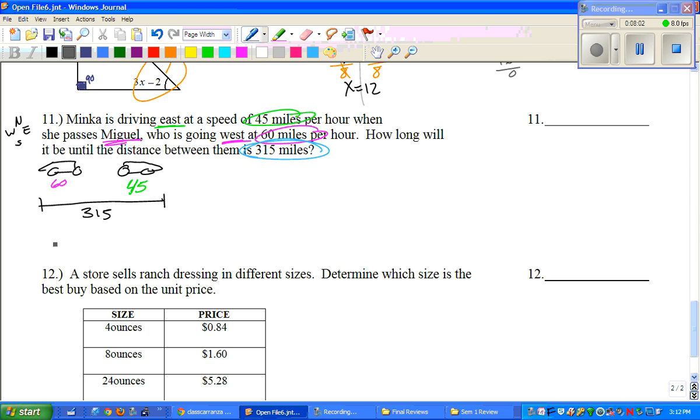Okay, so remember that distance equals rate times time. We know the rate. We don't know what the time is, so that's why we have to add those t's there. But if we add those two together, we'll have the formula to find out the answer. Okay, so add your like terms.